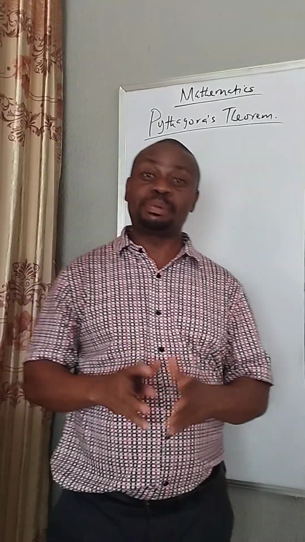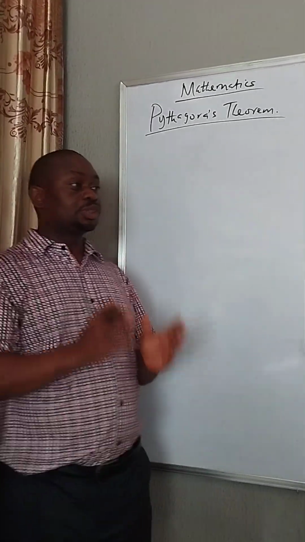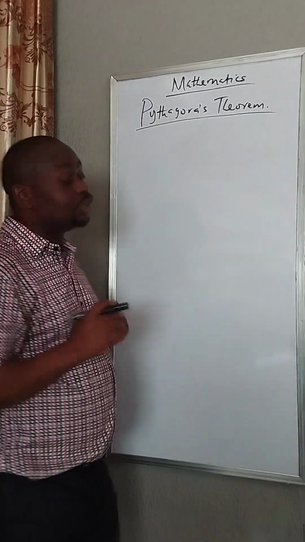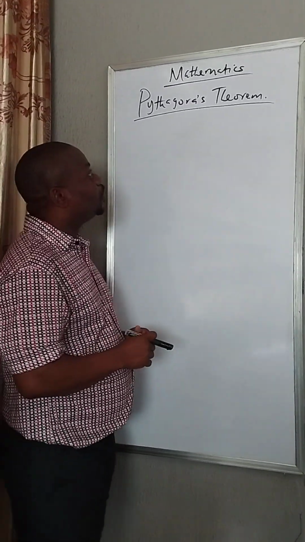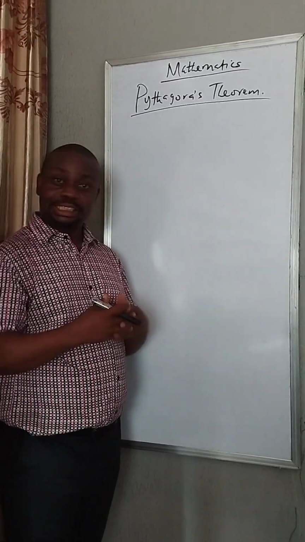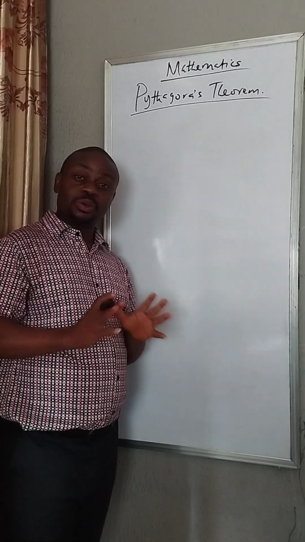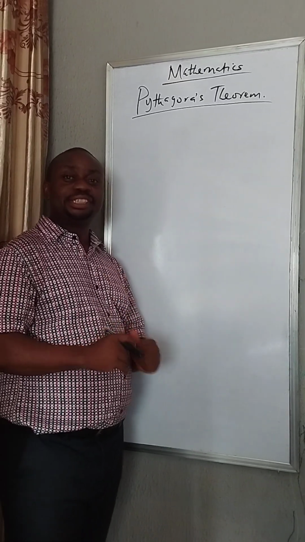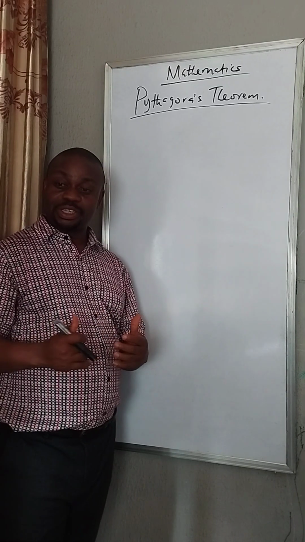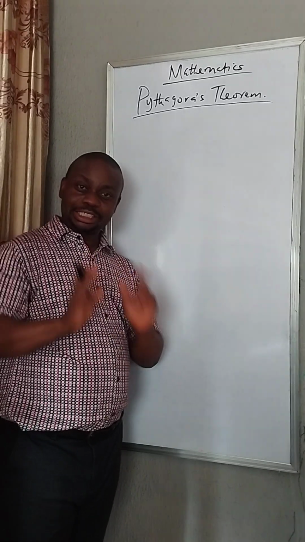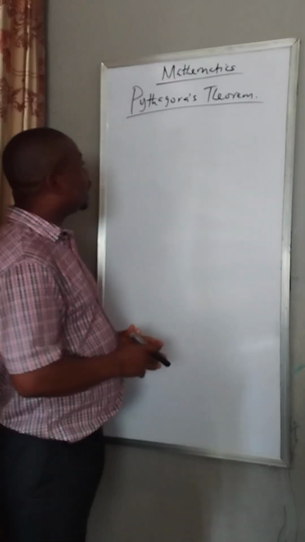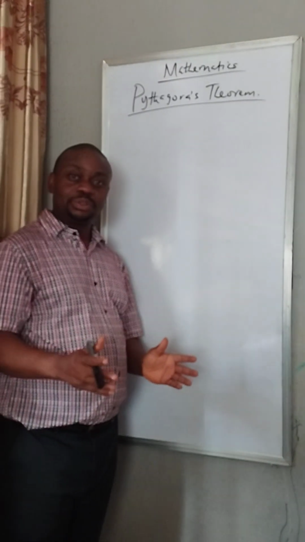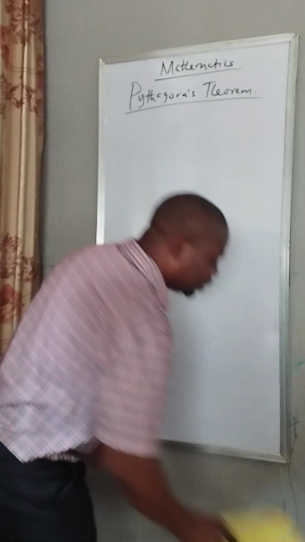What is Pythagoras theorem? Pythagoras theorem is a popular theorem in mathematics that can be demonstrated using only one type of triangle we call the right angle triangle. What's the right angle triangle? The right angle triangle is that triangle of which one of its angles is 90 degrees. And that type of triangle is what we call a right angled triangle.